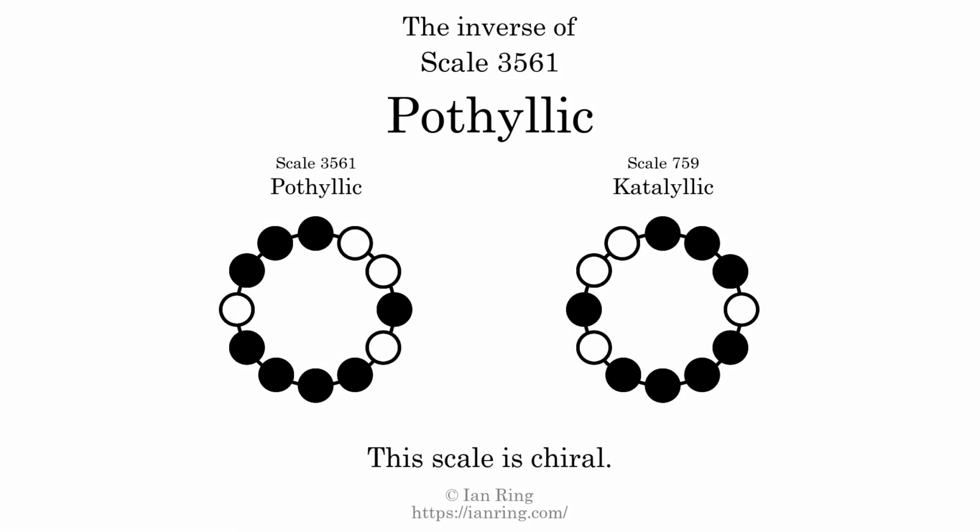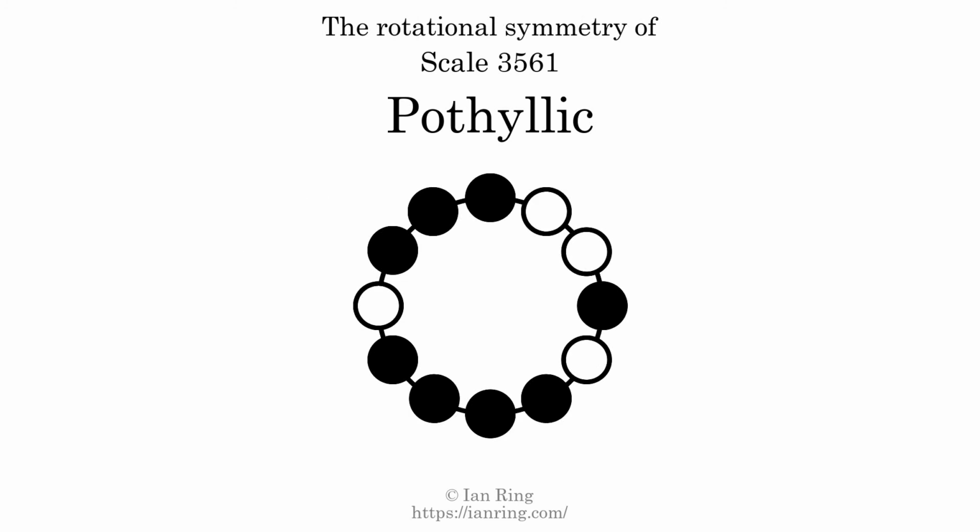The inverse of a scale is a mirror image. It is what you get when the sequence of intervals is reversed. The inverse of this scale is scale 759, also known as Pothyllic. This scale is chiral. It cannot transform into its inverse by rotational transformation. This scale has no rotational symmetry.